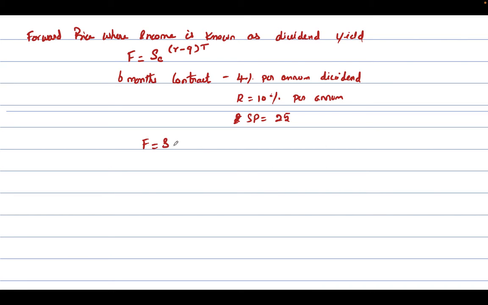F equal to S spot price exponent R minus Q into T. So spot price is 25 E R minus Q. R is 10 percentage, 10 divided by 100 you will get 0.1, minus the rate per annum the dividend given is 4 percentage, so 0.04, into T. 6 months, T, 6 divided by 12 you will get 0.5.